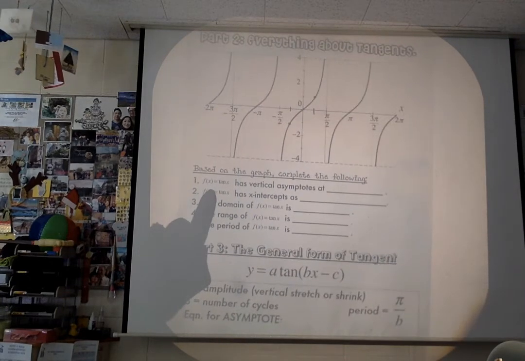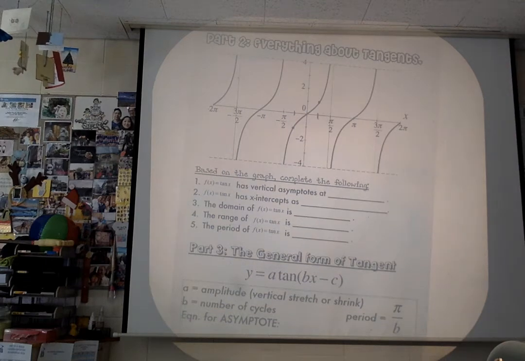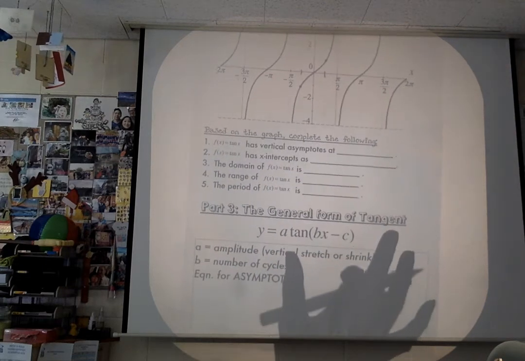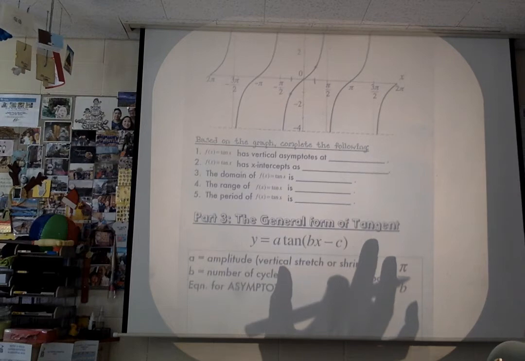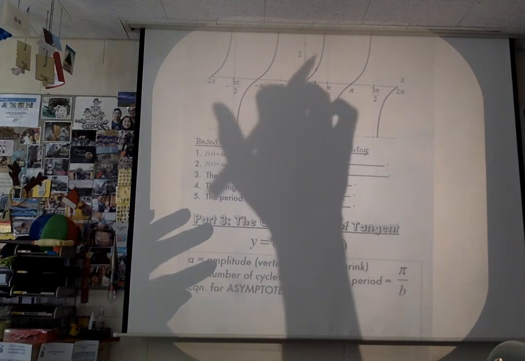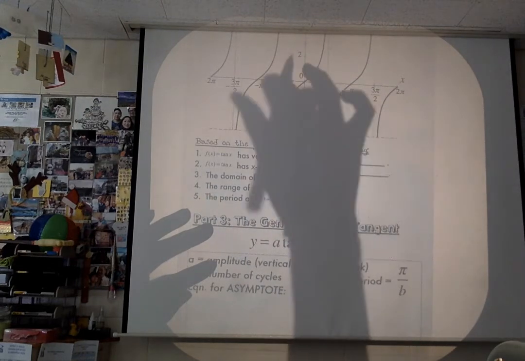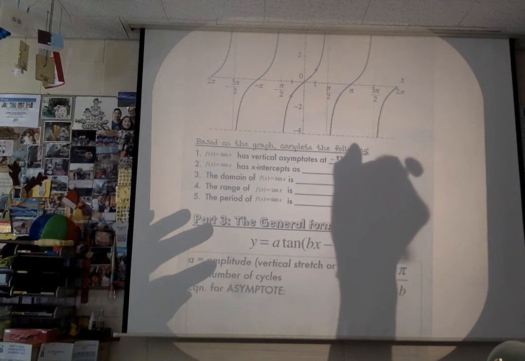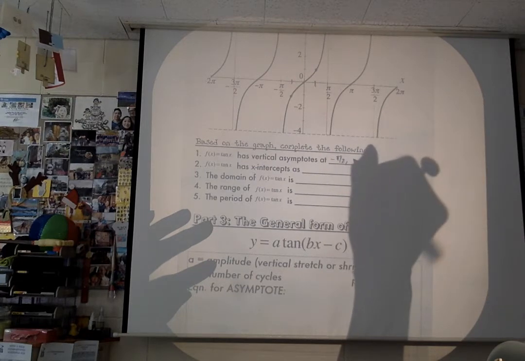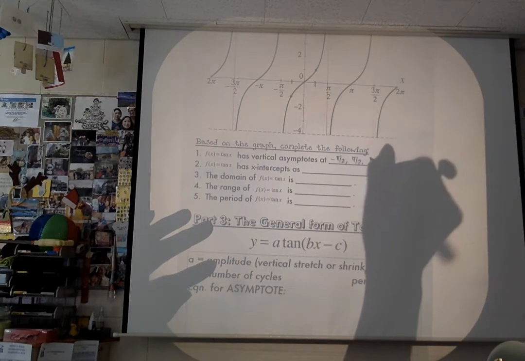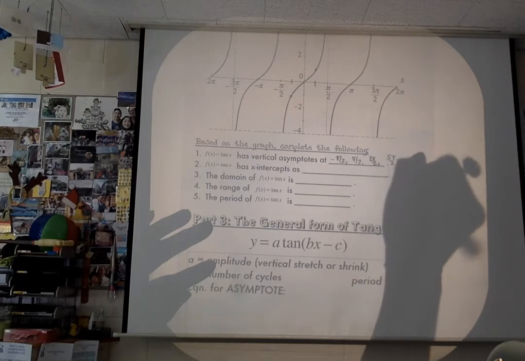It says here, based on the graph, complete the following. Okay? F of x equals tangent of x has vertical asymptotes at where? Well, where do you start? I don't care what you guys write, but let's start from negative pi over 2. You're right, negative pi over 2, also pi over 2, also 3 pi over 2, right? And also 5 pi over 2, etc.